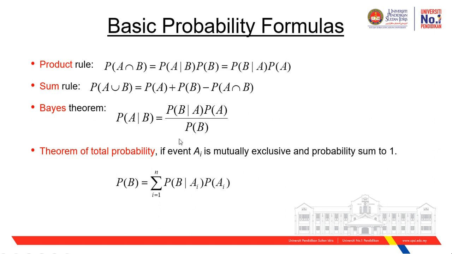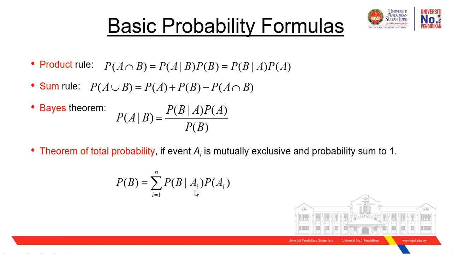Okay, total probability with the assumption that events Ai are mutually exclusive and the sum is equal to 1. So every time you want to find the denominator here, you need to use this theorem of total probability. So what is the formula? It is this one: P(B) equals the summation of P(B given Ai) multiplied by P(Ai).